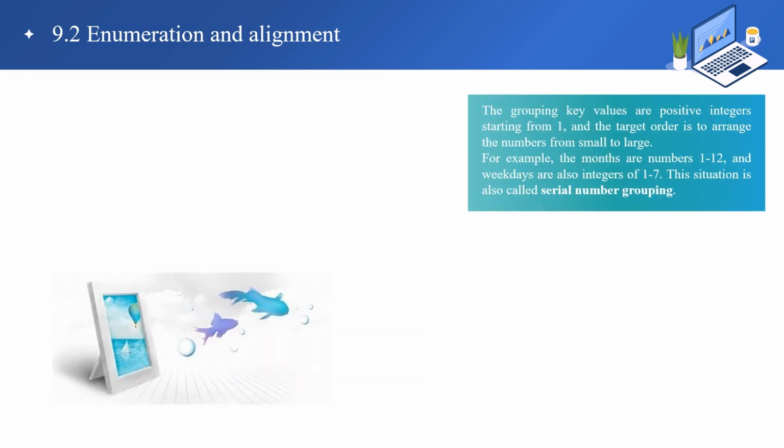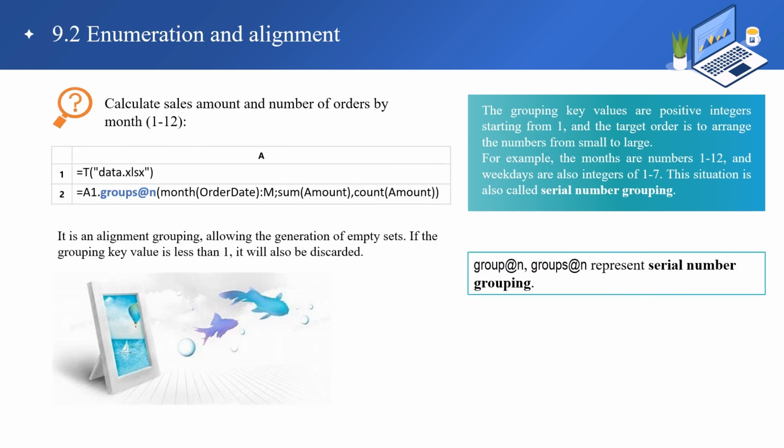There is also a very common alignment grouping. The grouping key values are positive integers starting from 1, and the target order is to arrange the numbers from small to large. For example, the months are numbers 1 to 12, and weekdays are also integers of 1 to 7. This situation is also called serial number grouping. SPL provides an option at n to support serial number grouping in the group and groups functions. When used, it is very similar to groups without at n, but it is an alignment grouping, allowing the generation of empty sets. If the grouping key value is less than 1, it will also be discarded.